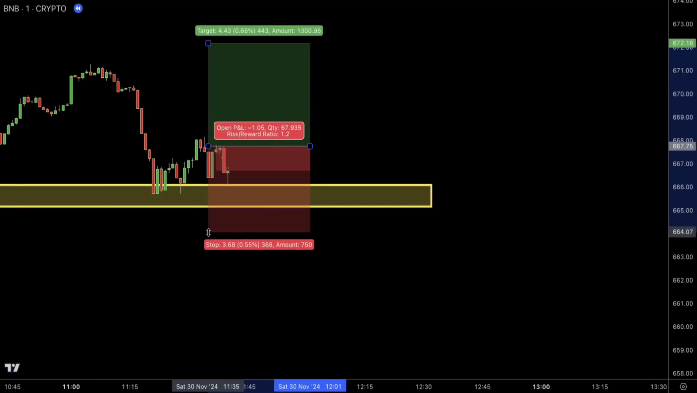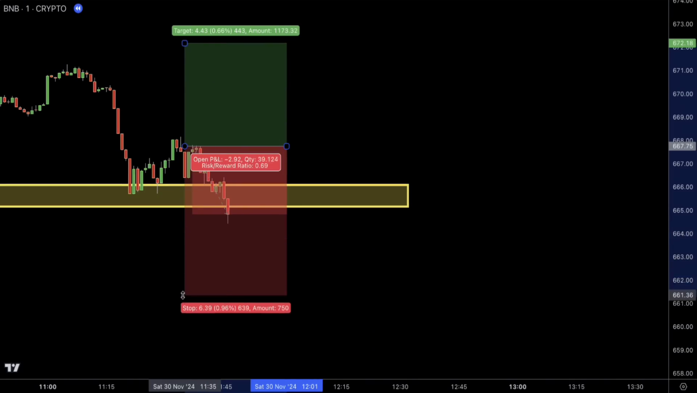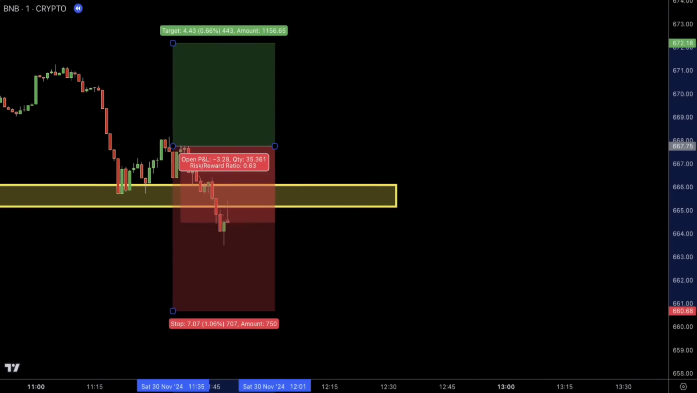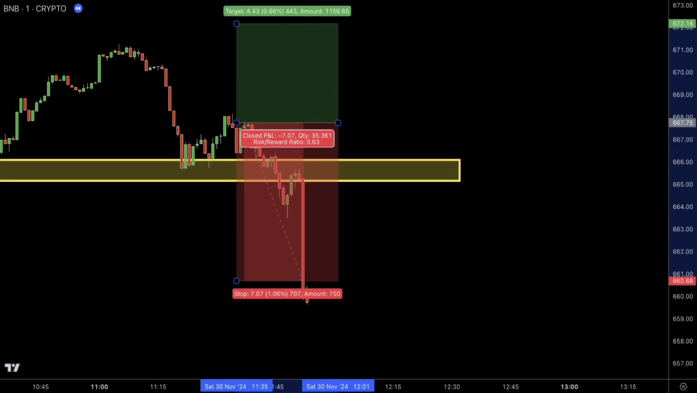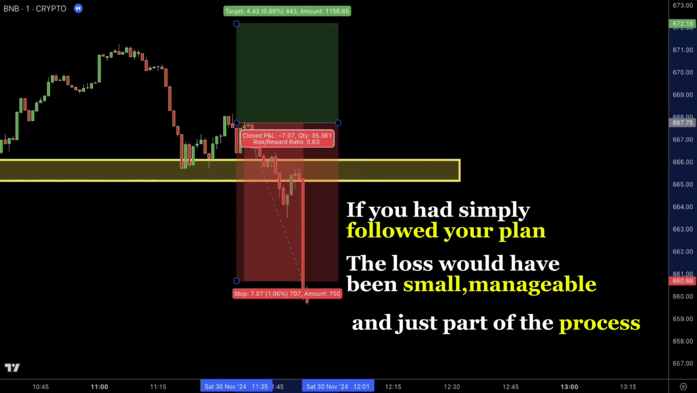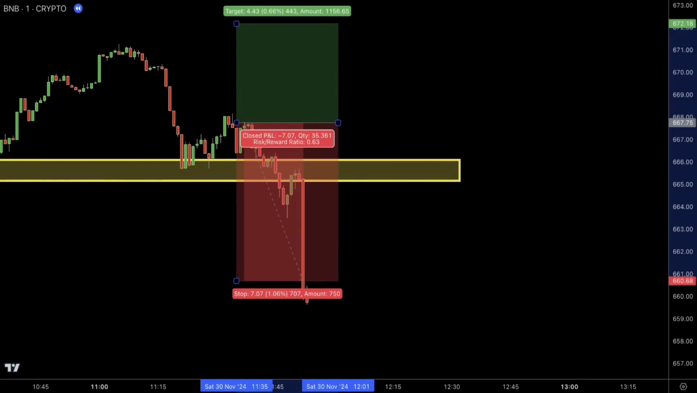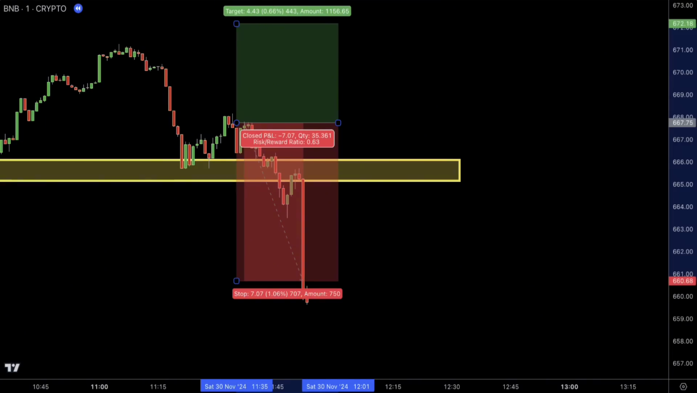Now, instead of letting the trade play out as planned, you make a critical mistake. You move your stop loss further away, refusing to accept the loss. The market continues moving against you, and you move the stop again. Eventually, the market wipes out a significant portion of your account, all because you couldn't let go. If you had simply followed your plan, the loss would have been small, manageable, and just part of the process. You'd have been ready for the next trade with a clear mind. But by letting emotions take over, you turned a single loss into a much bigger problem, proving why discipline and emotional control are non-negotiable in trading.